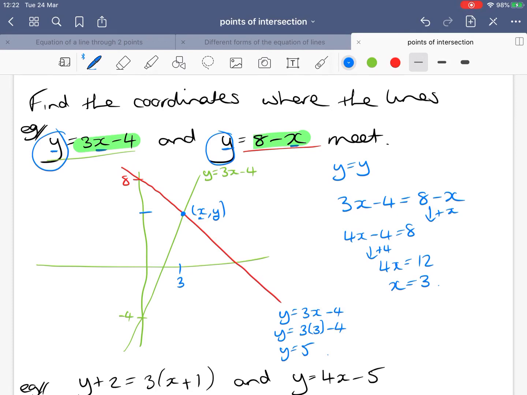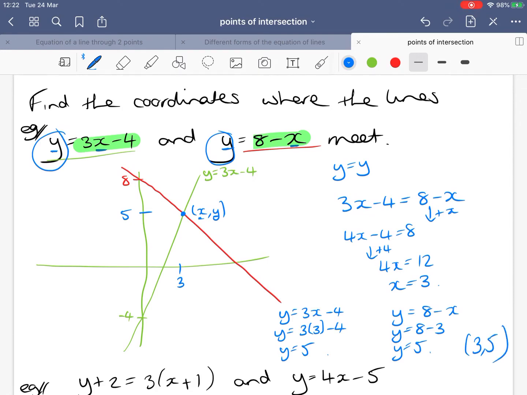And let's do it with the other equation. 8 take away x. So I've got y is 8 take away 3. So y is 5. So again, it didn't matter which one I used. General rule of thumb is use the one that's going to be easiest. And your point of intersection is the point 3, 5.